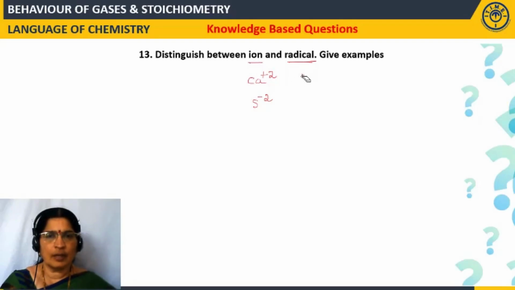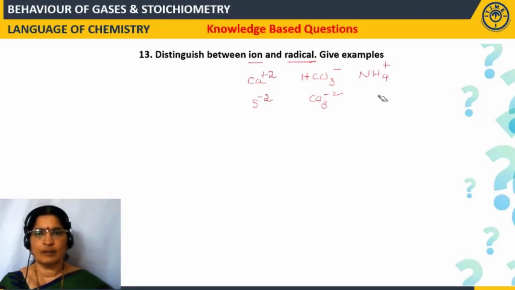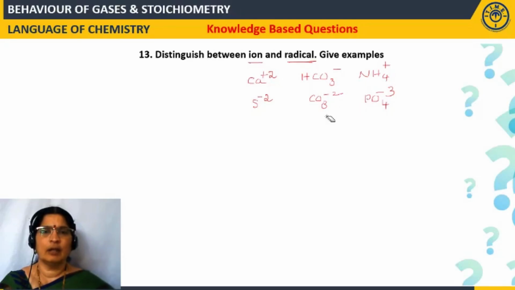Say you take bicarbonate, HCO3 minus, or carbonate. See, here there are 3 elements. Here there are 2 elements. Or you take positive one, NH4 plus, you have 2 elements. PO4 minus 3, you have 2 elements here. These are called radicals. Fine. These are the examples. You can give any example, like dichromate, manganate.